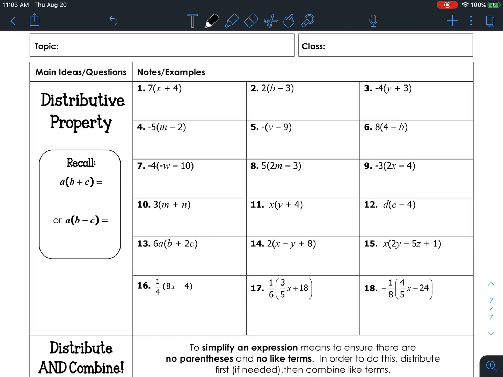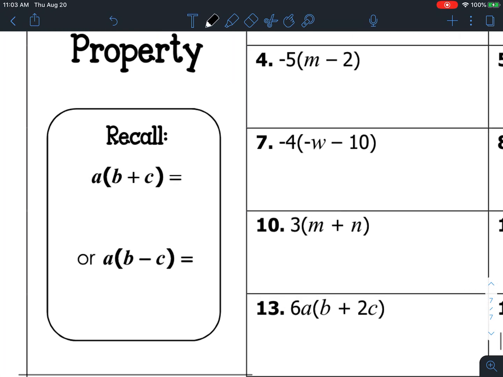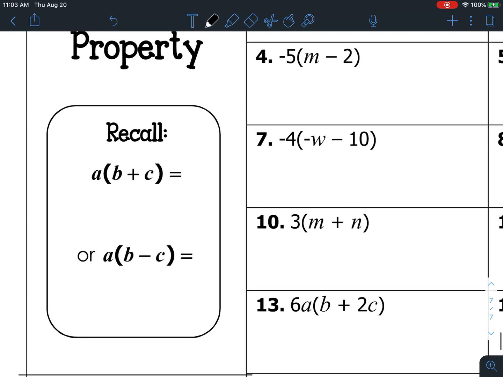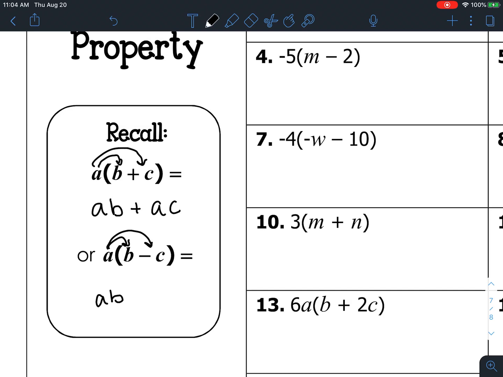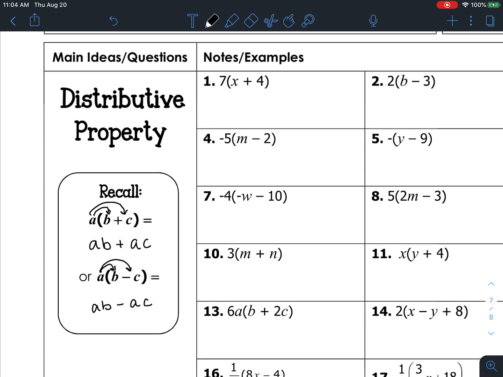Alright, today we're going to be talking about a quick refresher on distributing property. If you recall, all we have to do for distributing property is take what's on the outside of our parentheses and multiply it to everybody on the inside. So, A parentheses B plus C would now become AB plus AC. Or, if we have A parentheses B minus C, again, multiply everybody on the inside, we would get AB minus AC. All right, let's talk some examples.